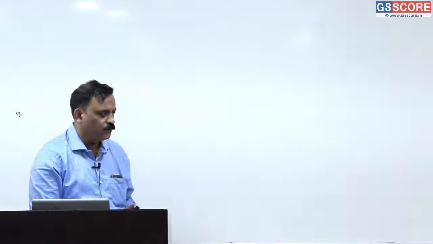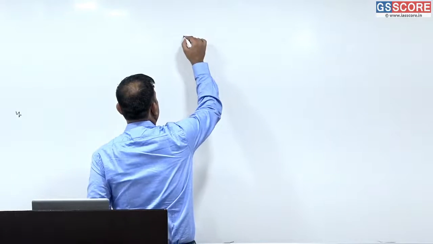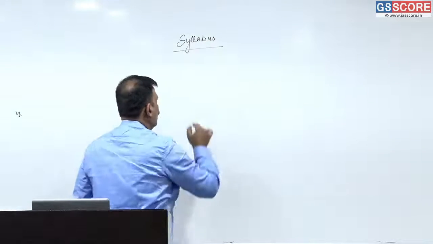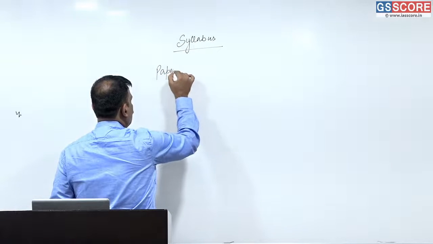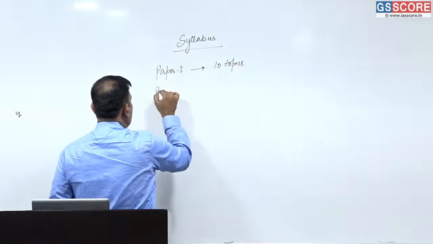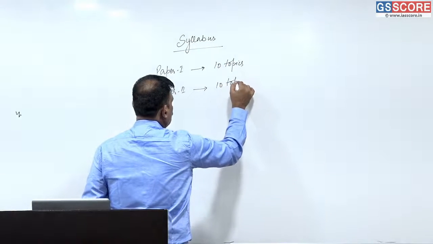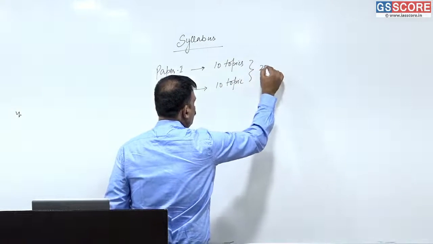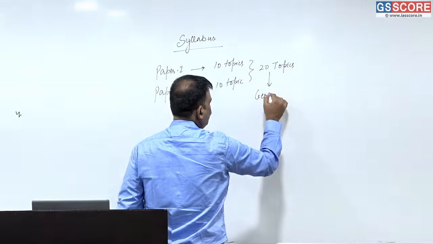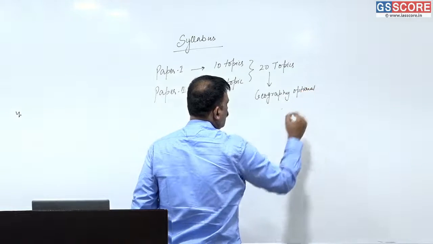Okay, so let's have a look at the UPSC syllabus. If you look at the syllabus, you will find that in paper 1 you have 10 topics, and in paper 2 you have 10 topics. So roughly there are 20 topics which you need to prepare for the complete geography optional.